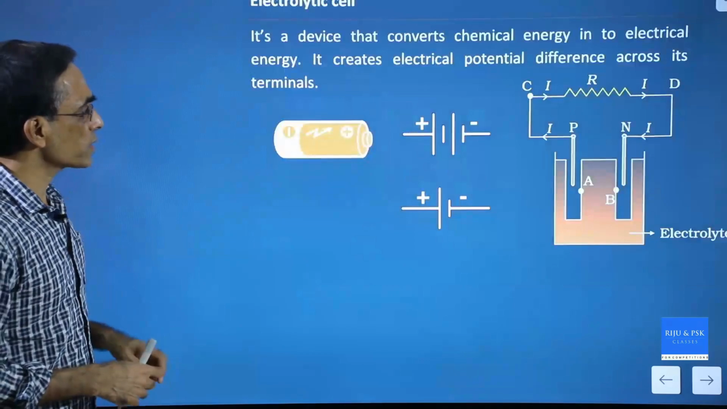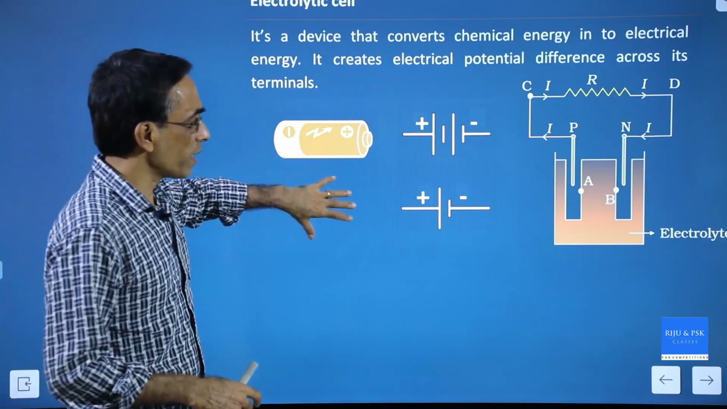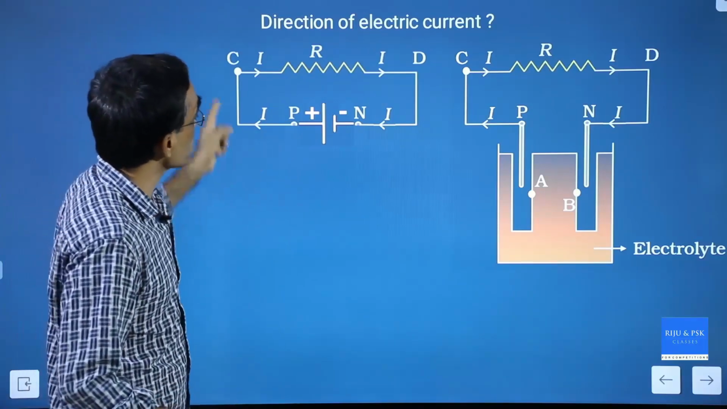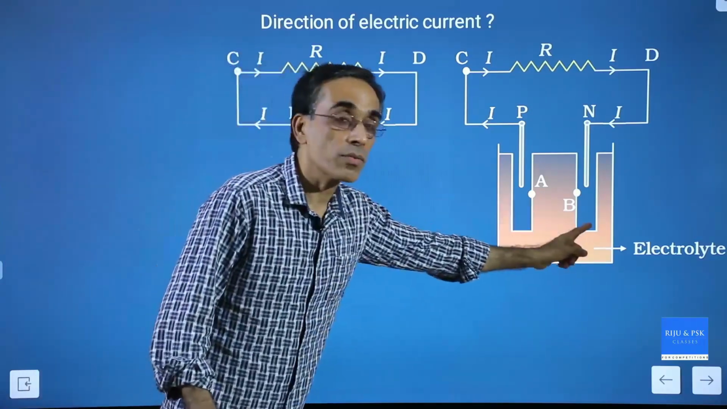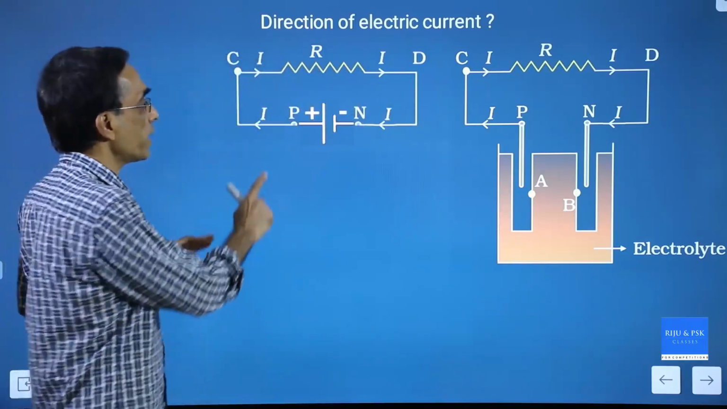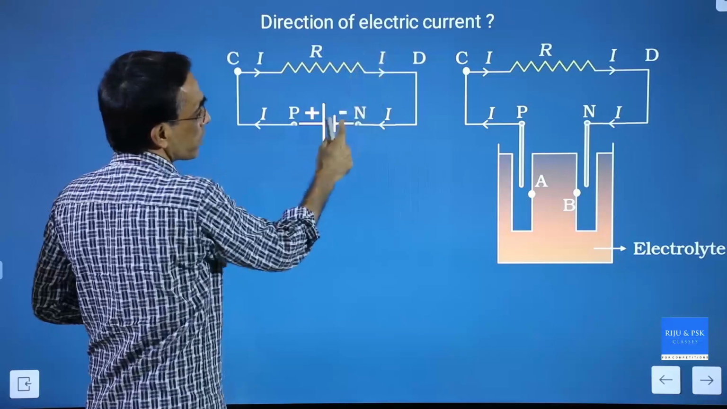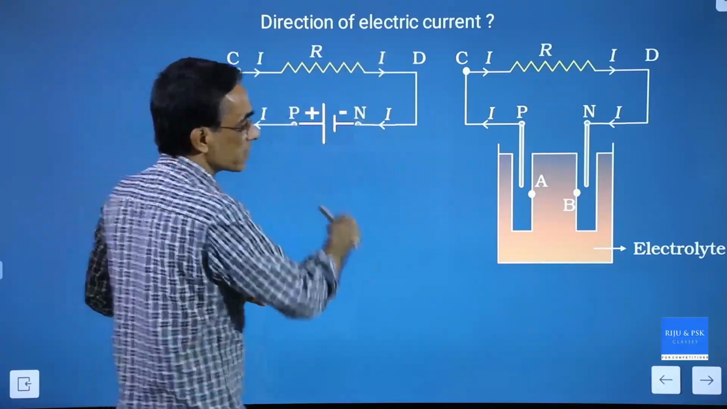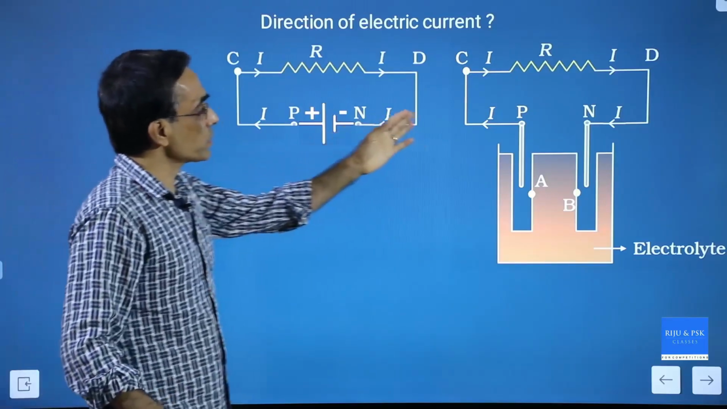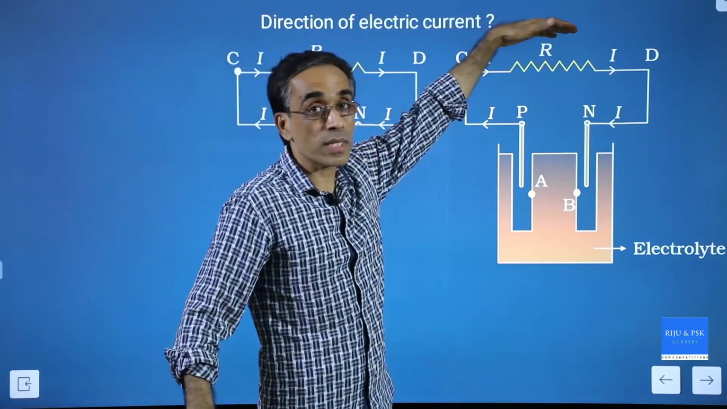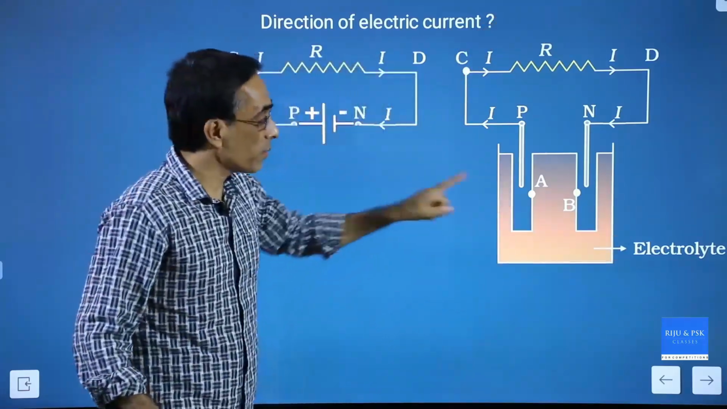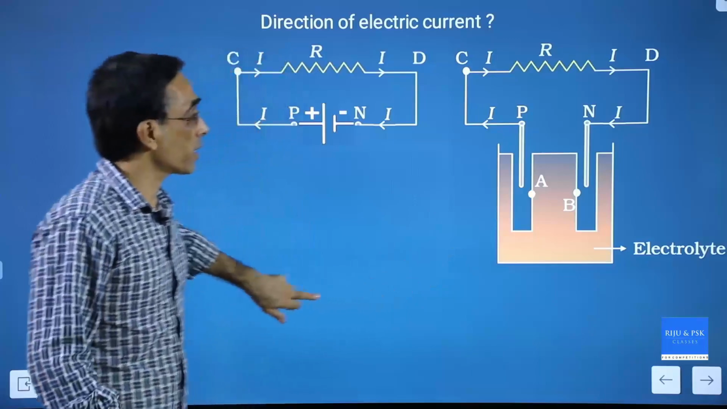Last class, we discussed the meaning of a cell. How does current flow in a cell? I told you outside it goes from positive to negative, but inside it flows from negative to positive. I can say higher potential to lower potential outside the cell, and inside the cell, lower potential to higher potential. When it flows outside in the outer circuit, it loses energy, and inside it gains energy. Chemical energy is converted into electrical energy.